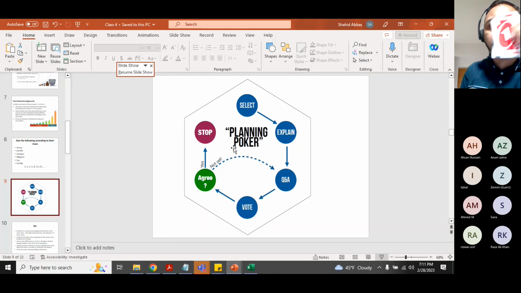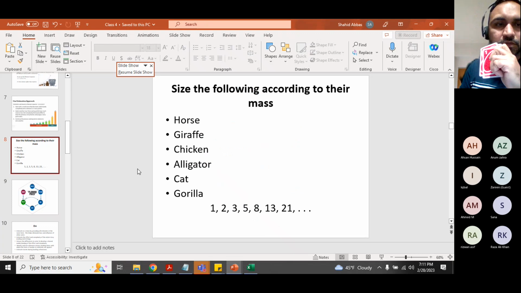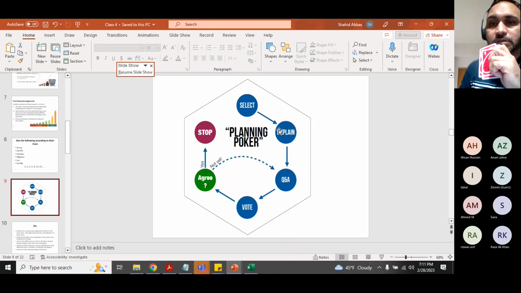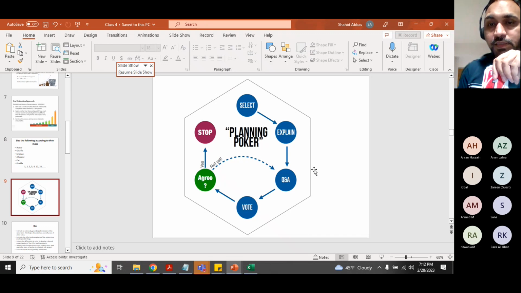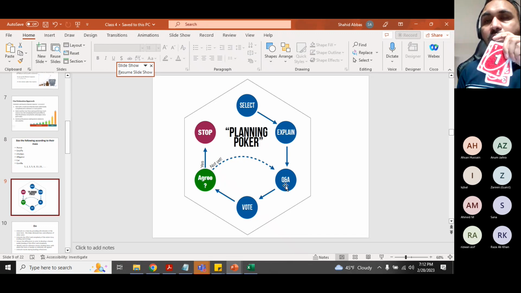But let's take a look at this cycle. Select means pull a story and explain it. Bring it on the table, share your screen. Okay, this is the story that we're talking about. It could be this story, that horse or giraffe, whatever. Explain that this feature is logging into the screens using a password. So explain it and answer any questions, because developers might have a whole laundry list of questions for you.